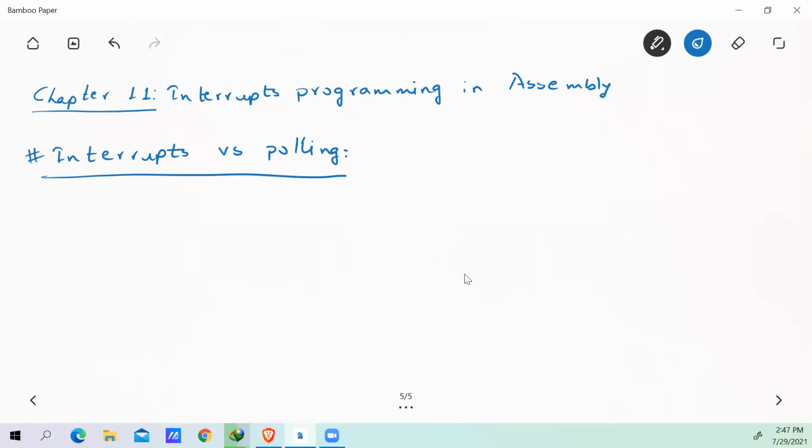Right, so let us start chapter 11 today. This is the first class after Idul Adha, and we're starting with chapter 11. The name of the chapter is Interrupts Programming in Assembly.